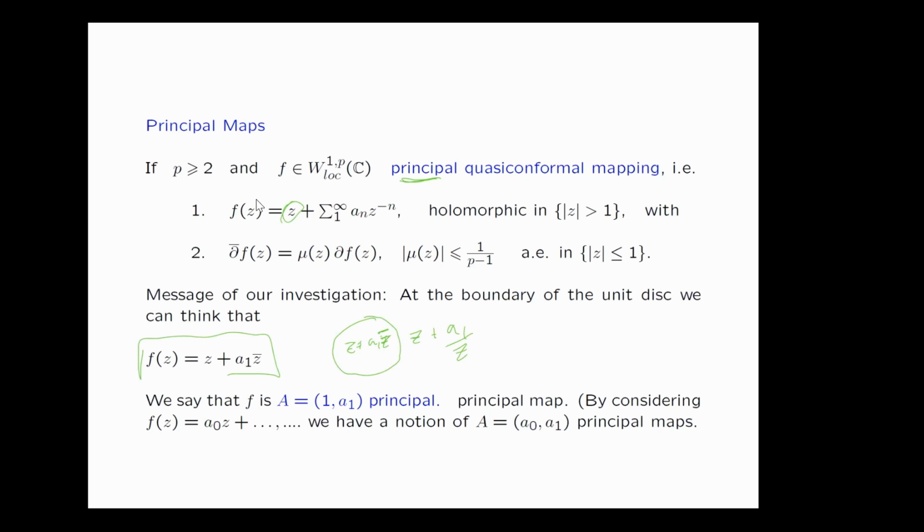And it's customary in geometric function theory to normalize so that f of z is equal to z at infinity. But since I want to consider any affine behavior, then I will be talking about A principal maps, and that's simply to say that I have my Laurent series start with a0 z, and then plus a1 over z plus a2 over z squared, and so on, instead of a0 equal to 1. And that I call A principal, okay?